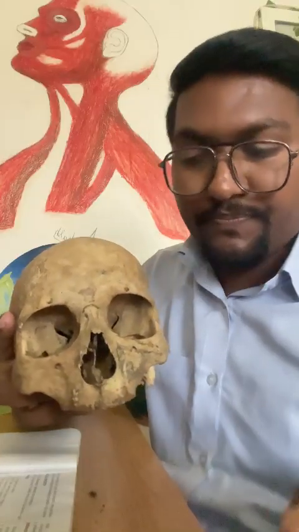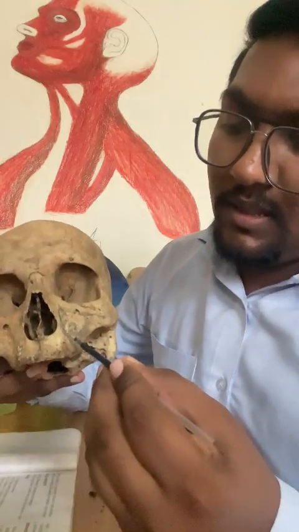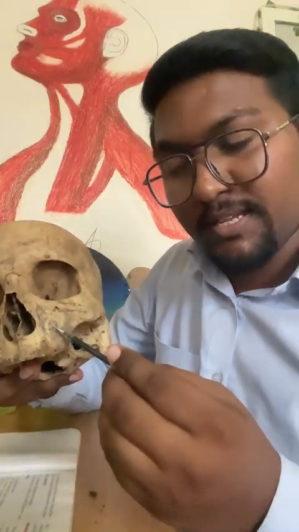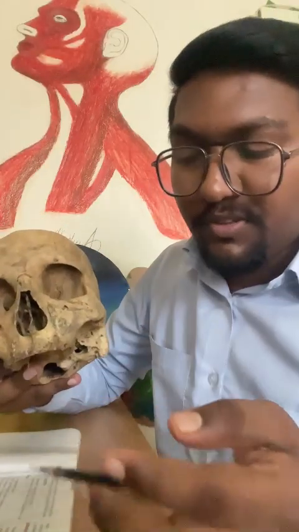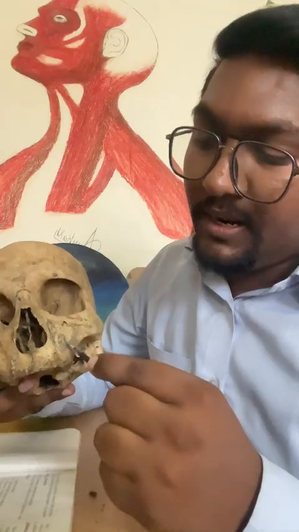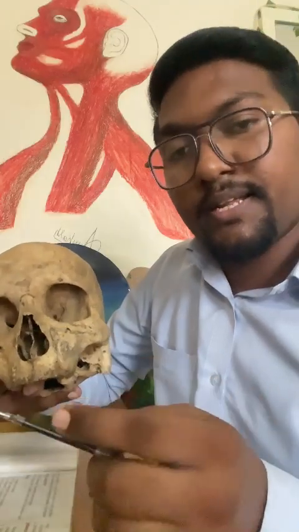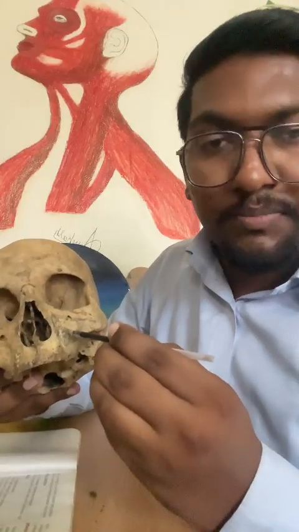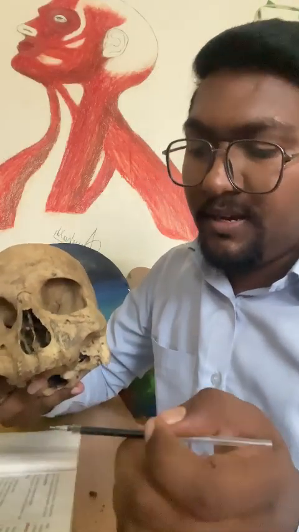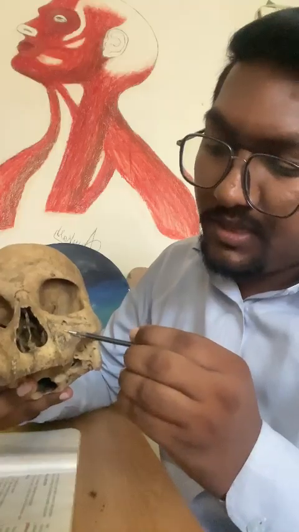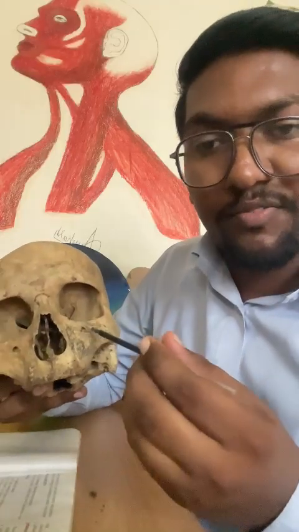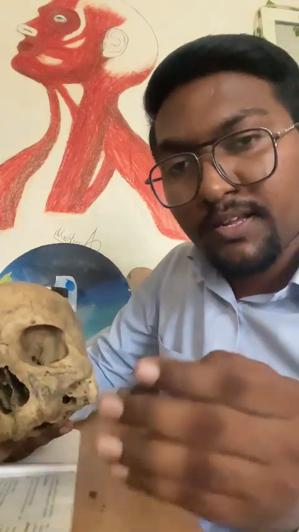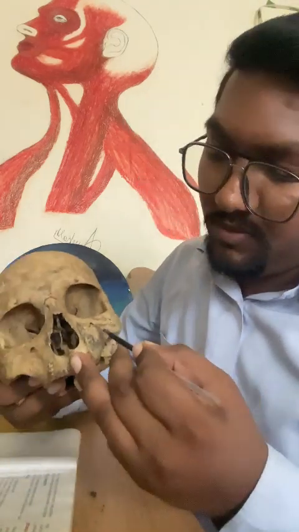Incisivus muscle. And lateral to the canine eminence, there is a depression called the canine fossa. The levator anguli oris muscle originates from the canine fossa, and above the canine fossa there is a foramen called the infraorbital foramen, through which the infraorbital nerve and vessels pass.